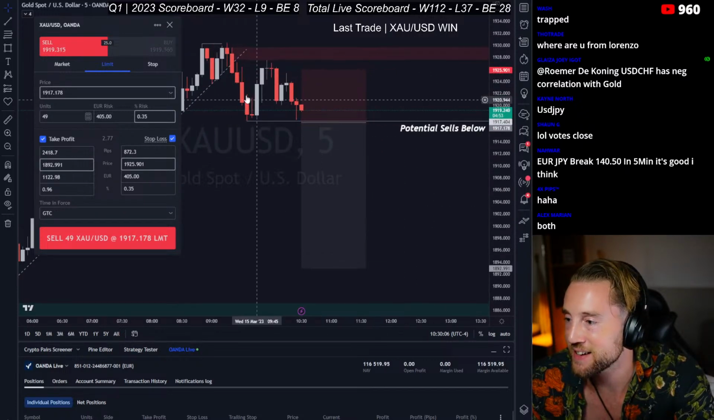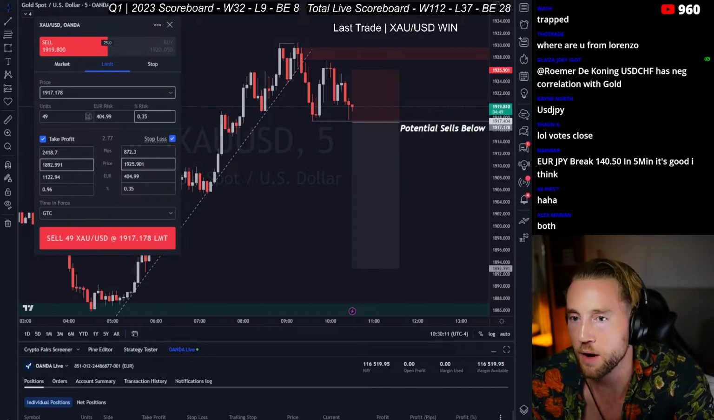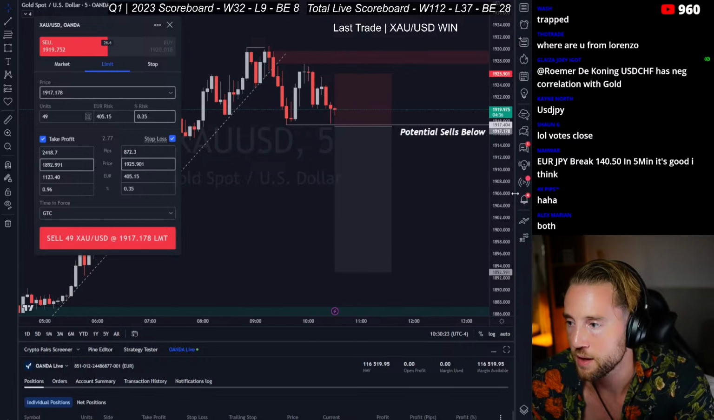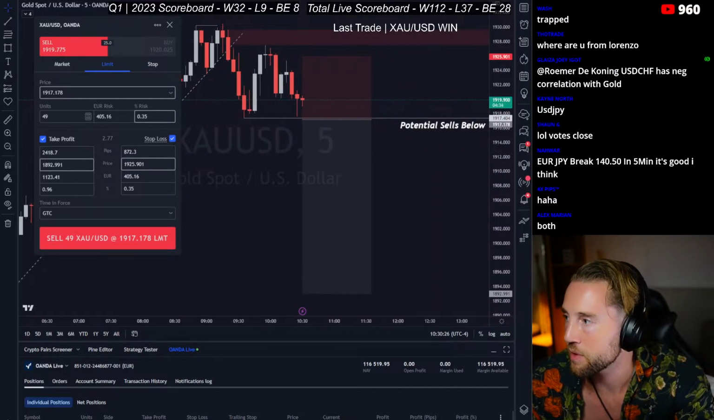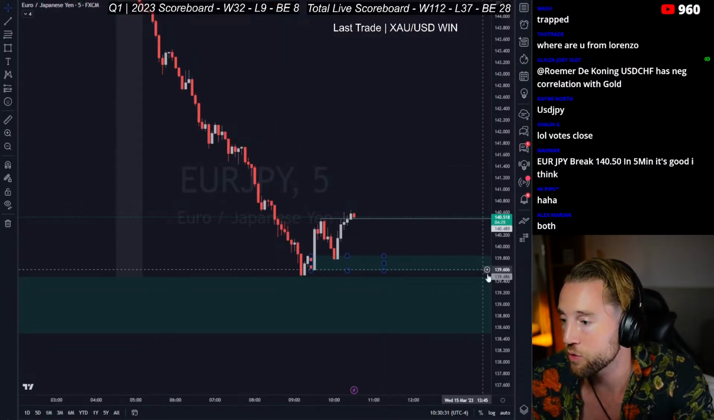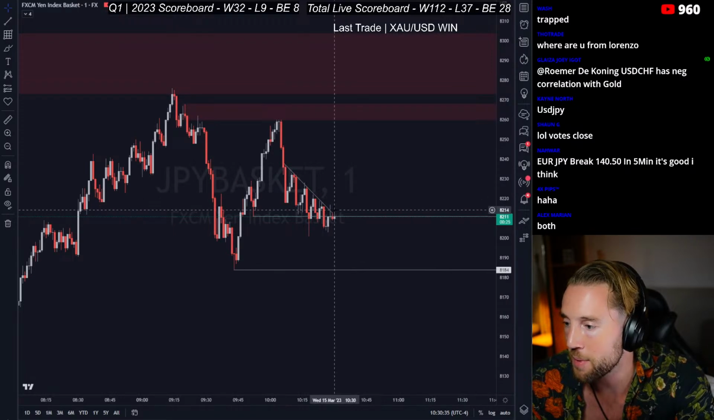Are we gonna go? We have some news now. I'm gonna see some volume, I'm gonna see a reaction from it. Not a particularly strong reaction. The euro against the yen is not doing much here. The euro index is holding the same. Japanese yen basket.